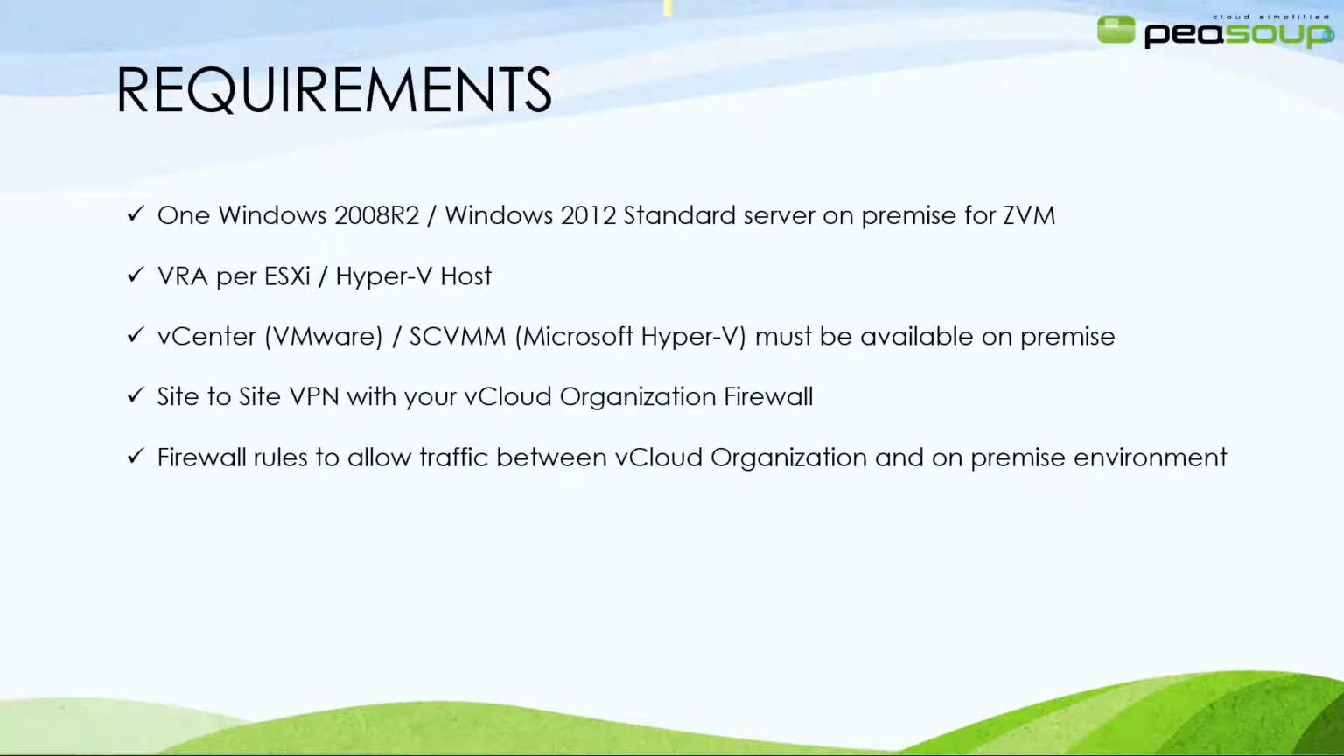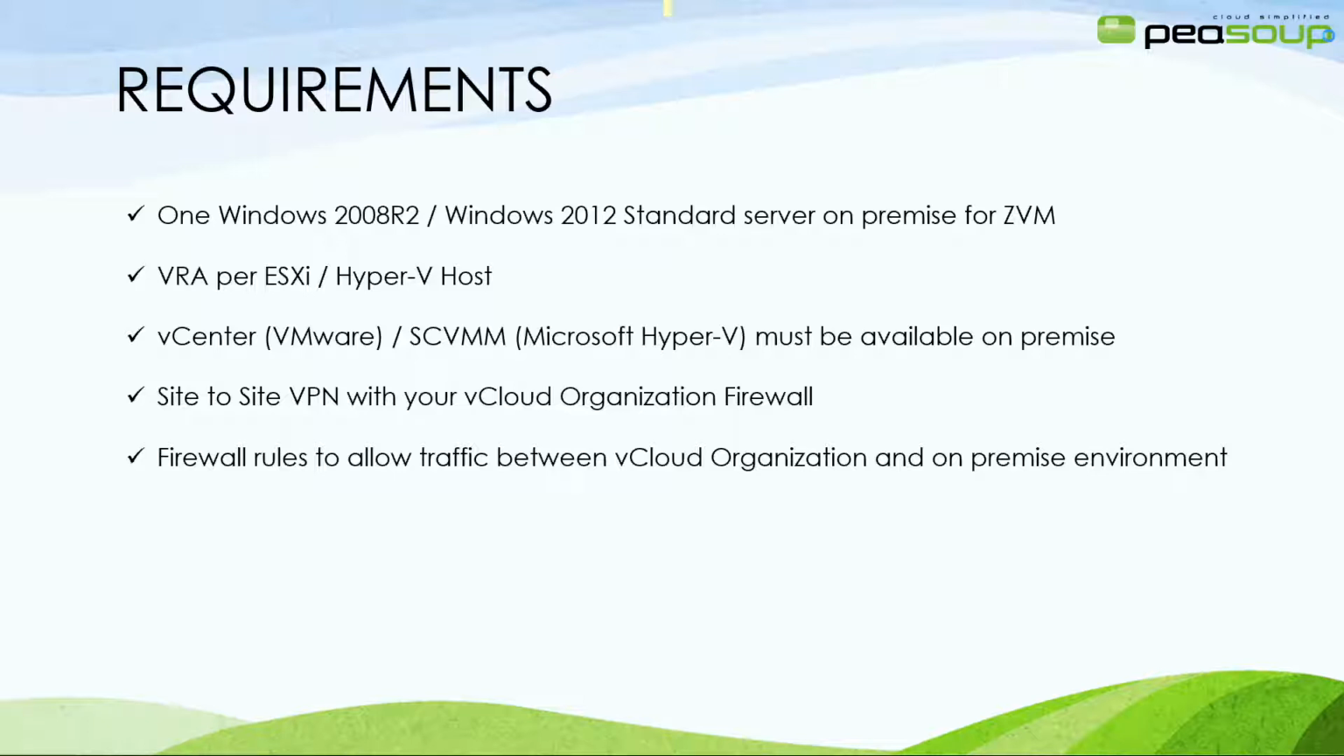So what do you need for disaster recovery as a service for your on-prem location? First of all, you will need a Windows server, 2008 R2 or 2012 server, standard server would be sufficient. With that installed, a vArray will be installed per ESXi host or per Hyper-V host, depending on what hypervisor you'll be using. Next to that we will need a vCenter server for VMware or a System Center server for Hyper-V.